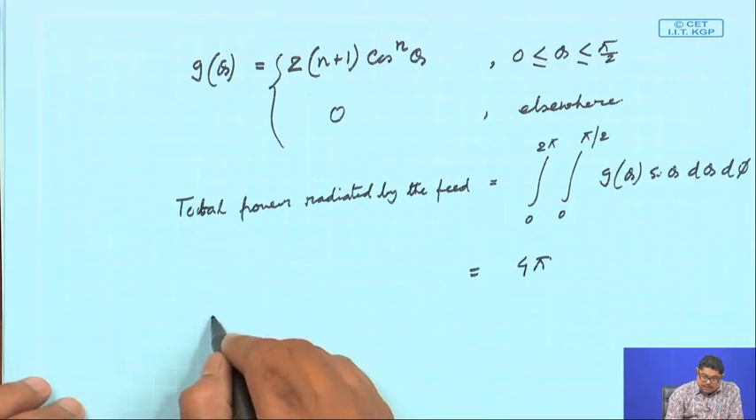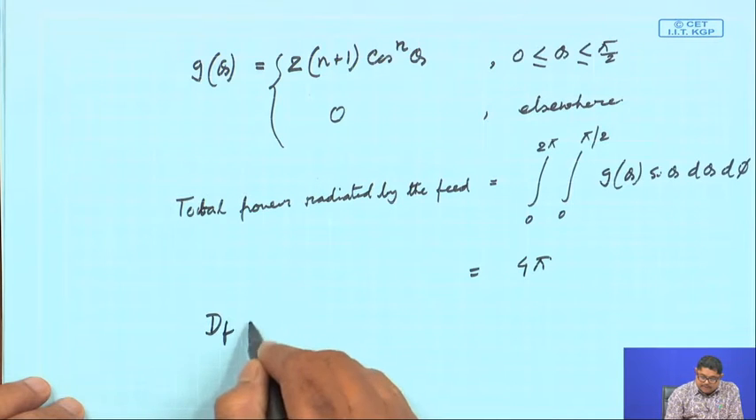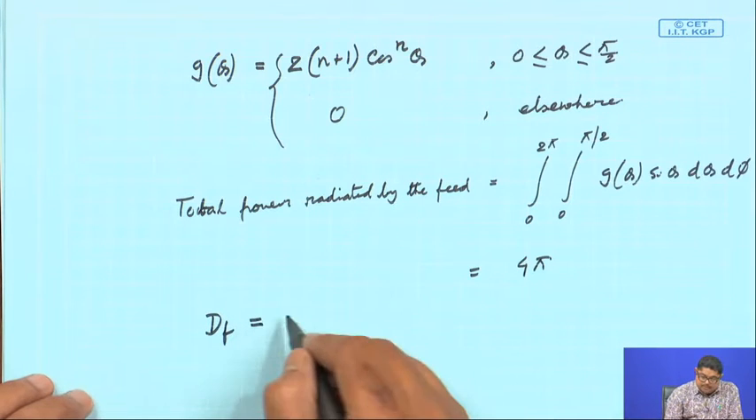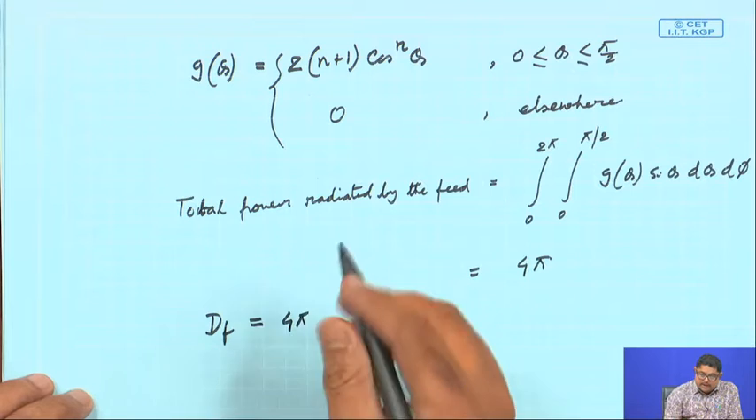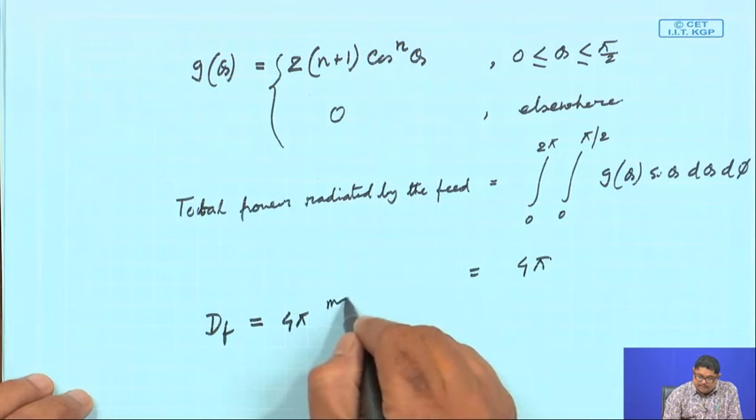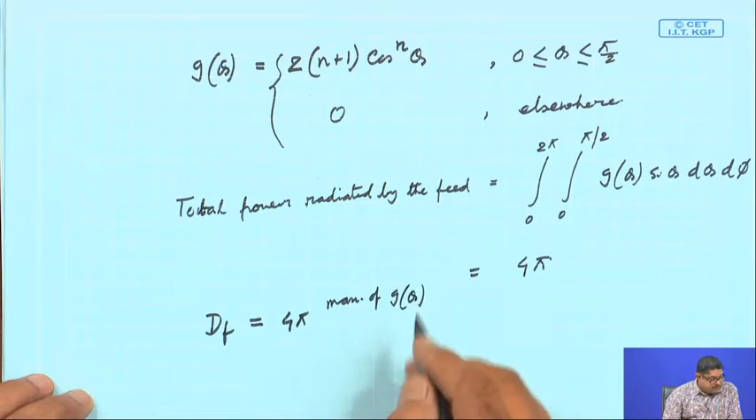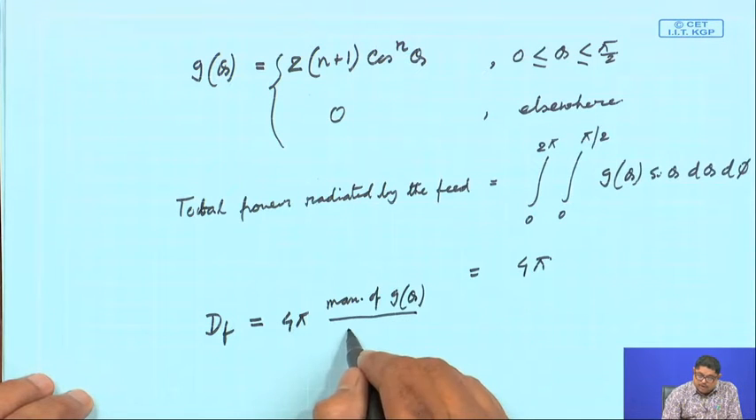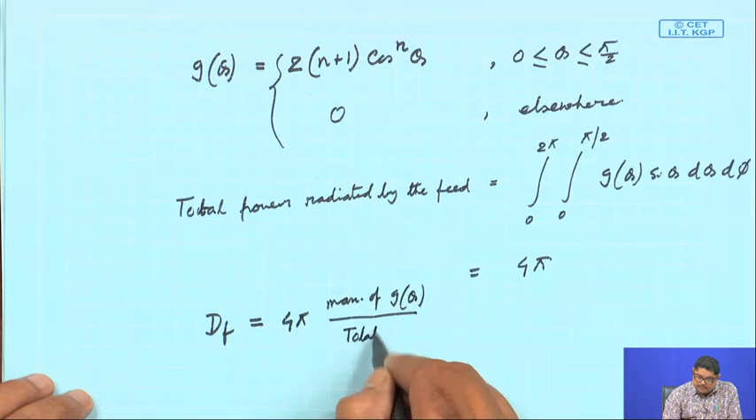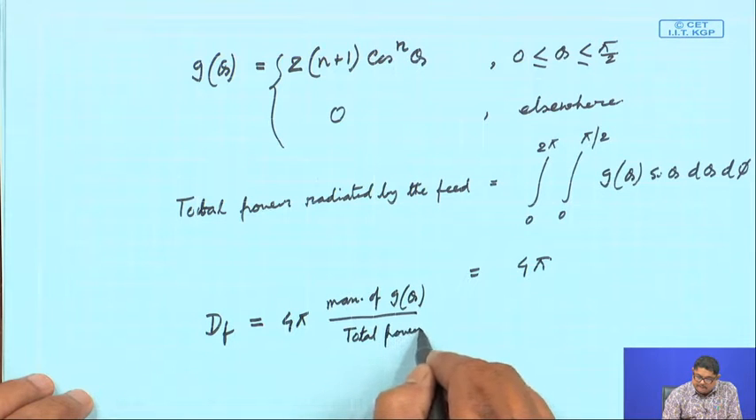So, with this choice we can now find out the feed directivity. d F will be 4 pi, then the maximum of g theta by the total power radiated.